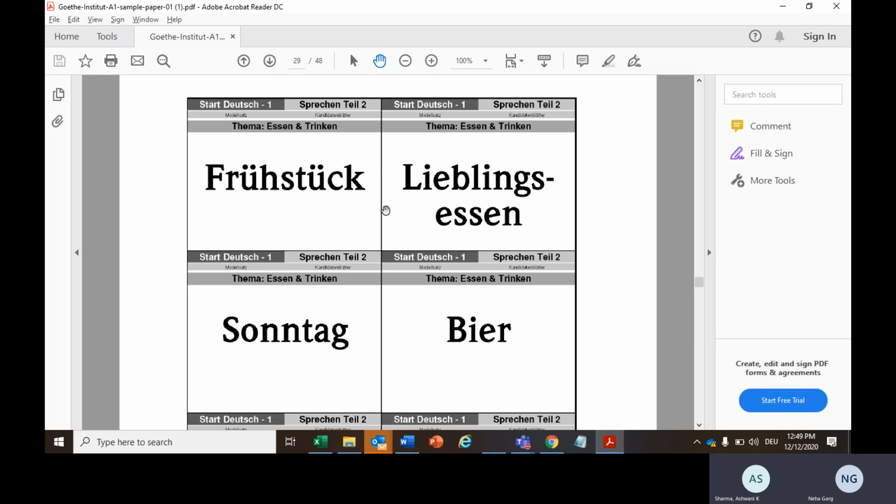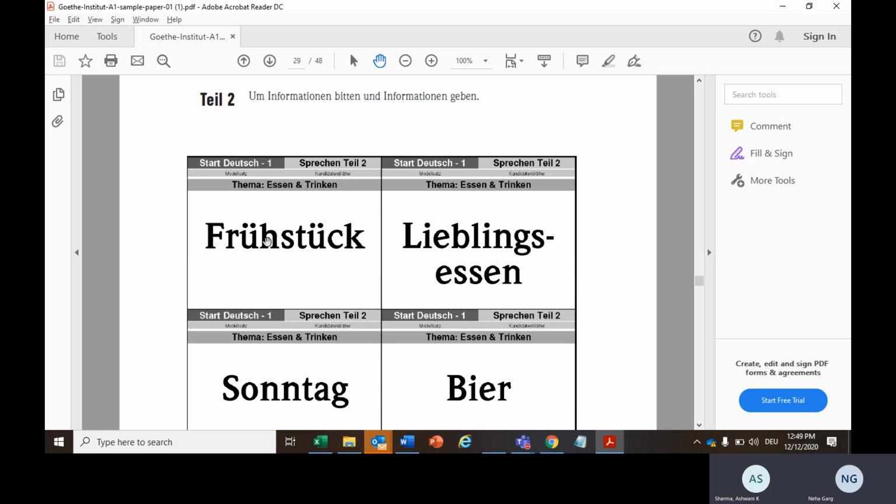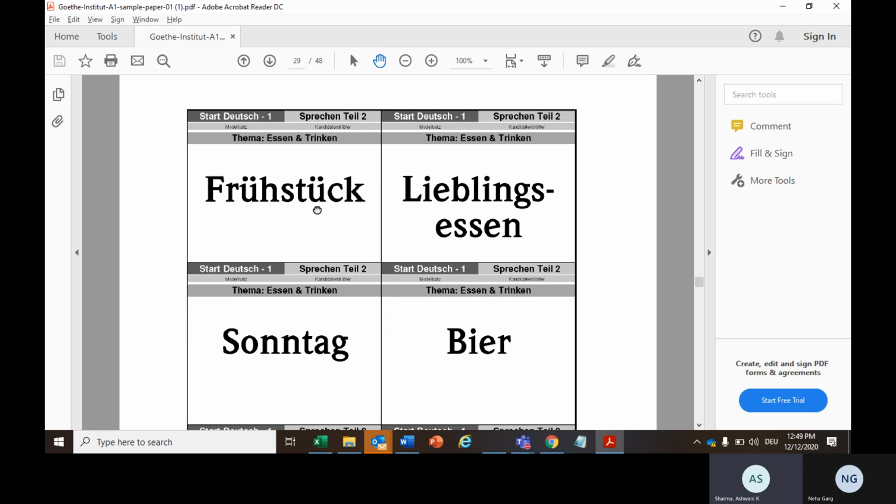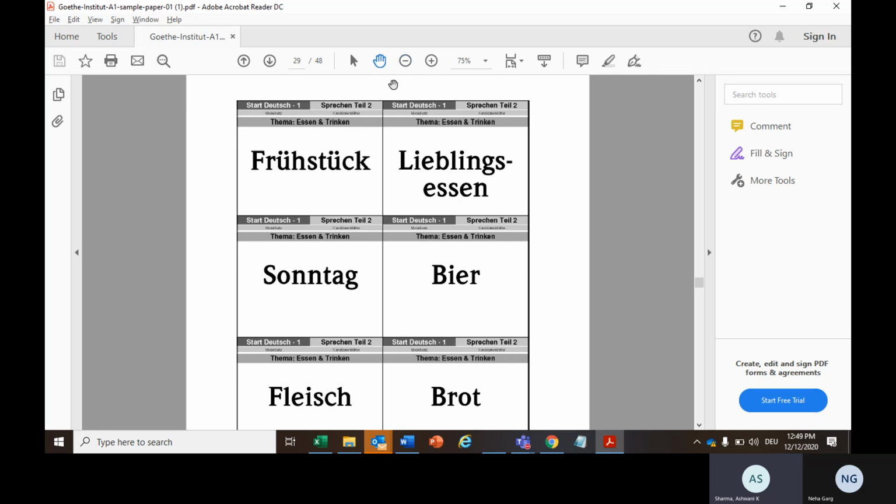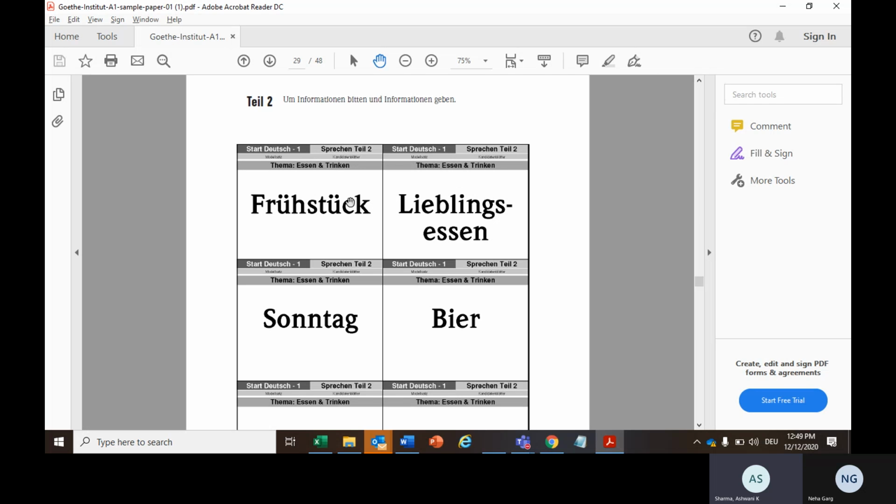So let's say Frühstück. Either you can ask the other person when do you eat breakfast, or you can give your information, like I eat breakfast at this time, or I eat this in breakfast. Correct. So I can say, ich esse Milch und Brot zum Frühstück. So with time, it's usually easier and better to give information only rather than asking.